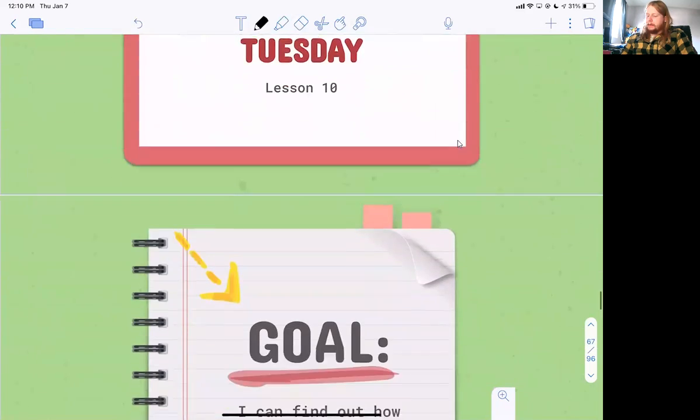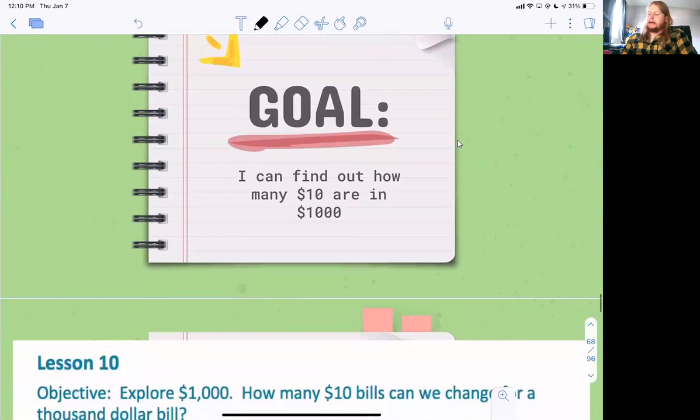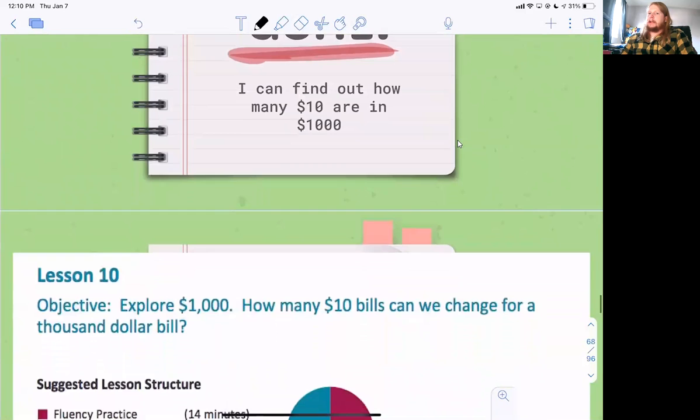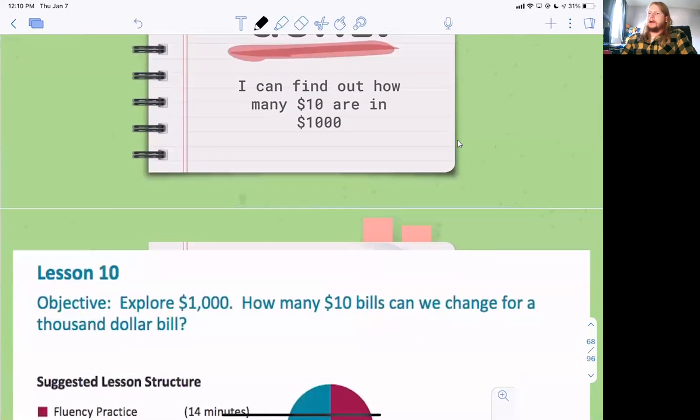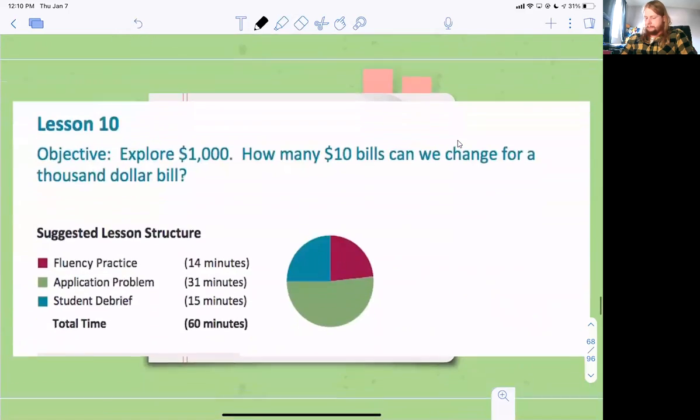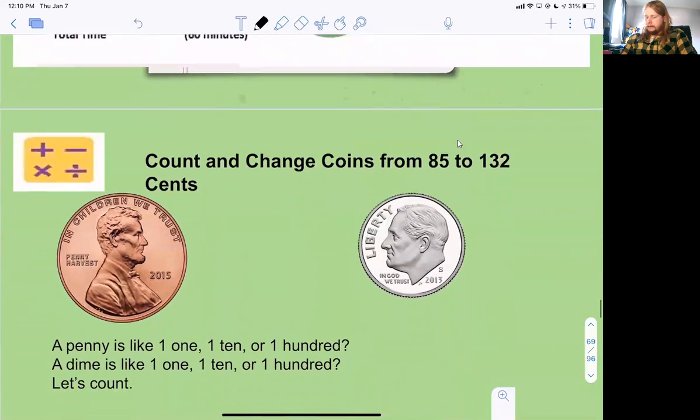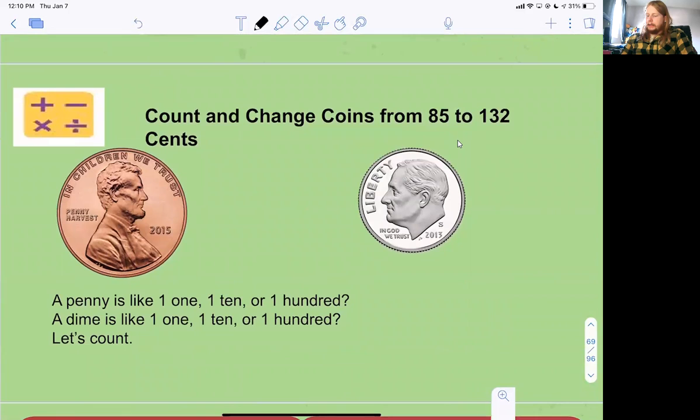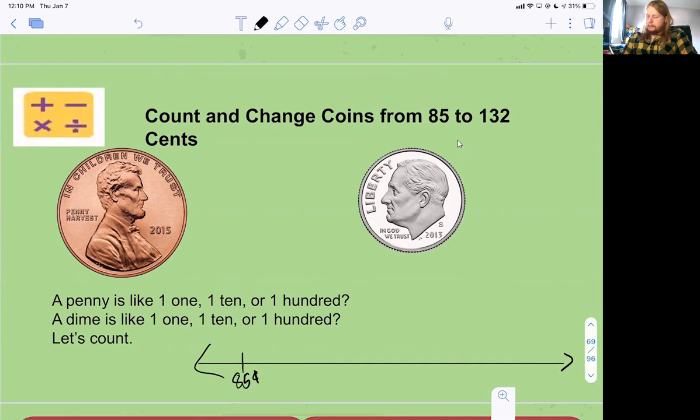All right, now we're going to go to this one that says, I can find out how many tens are in 1,000. So our objective is we're going to explore $1,000 and how many $10 bills we can change for a $1,000 bill. So we're going to count and change coins from 85 to 132 cents. So I'm going to use an empty number line for this one. So we're going to start at 85 cents.